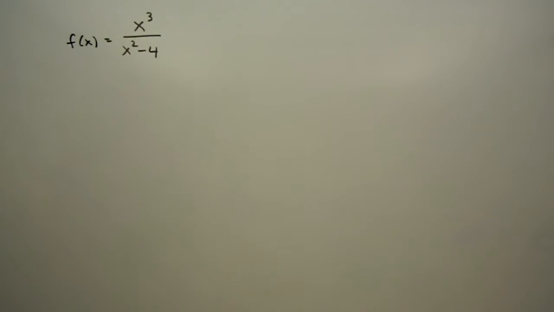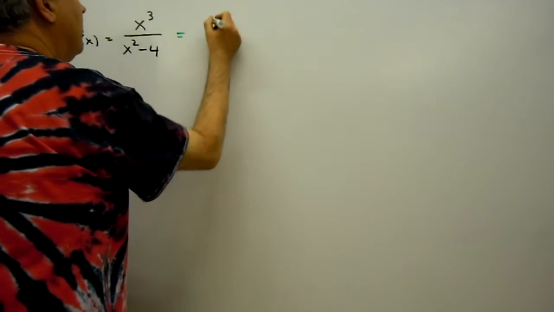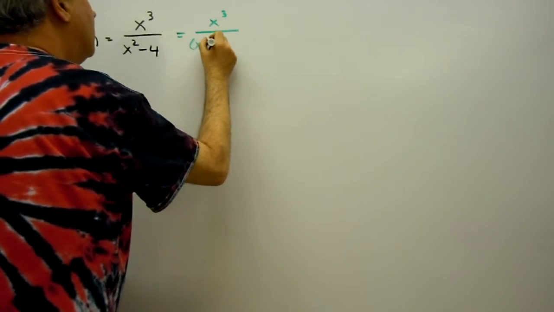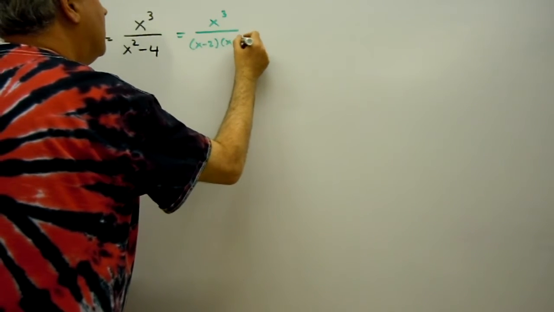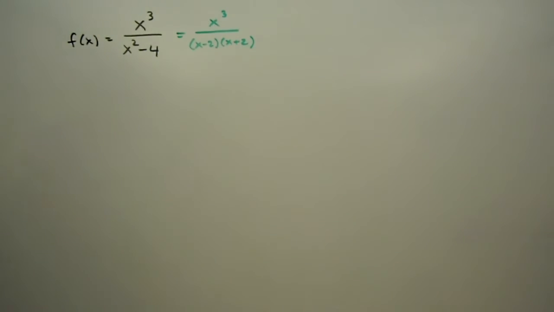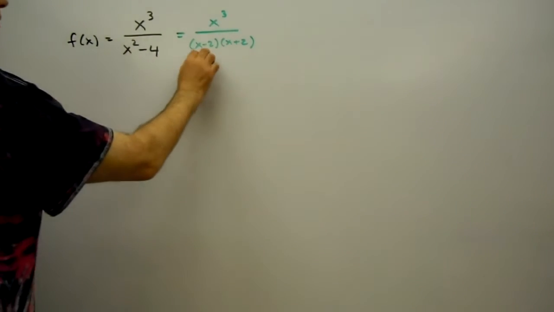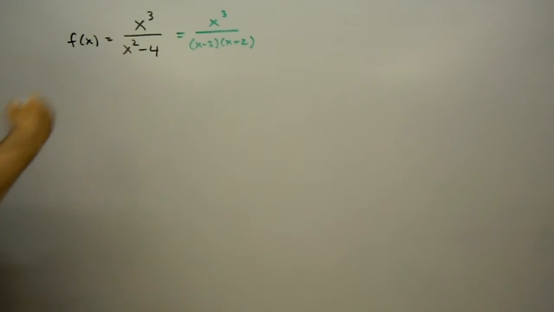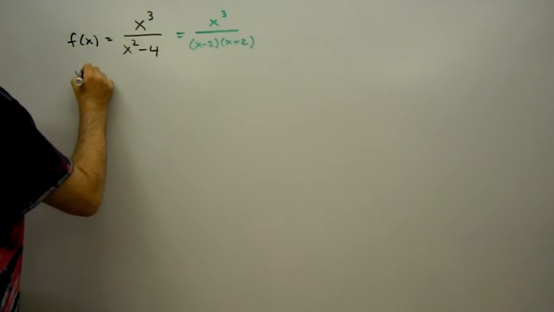For this rational function, we are going to be determining the asymptotes, and then we are going to look at the graph of the function. So first of all, if we factor the denominator, we do see that we have vertical asymptotes at x equals 2 and at x equals negative 2. So we're going to go ahead and indicate that.